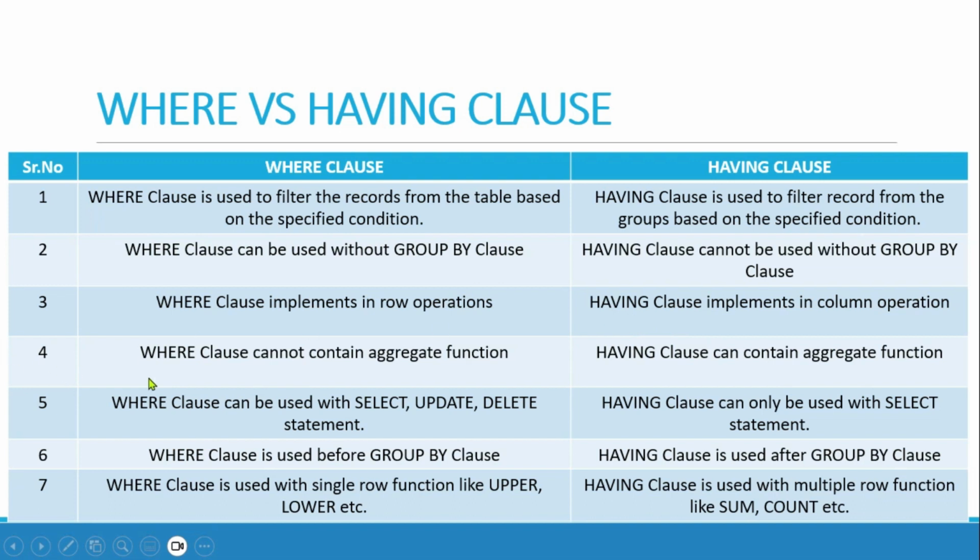The fourth difference is where clause cannot contain an aggregate function, whereas having clause can contain an aggregate function. So we have already seen with the example in the citizen table that we can't use an aggregate function in a where clause. We will get a syntax error, whereas we have to use the aggregate function when we are using the having clause. Here it will group first and then, after the condition, it will give you the aggregated value.